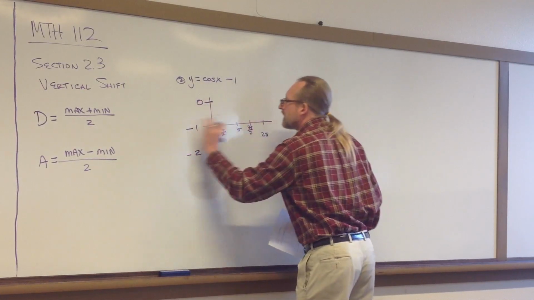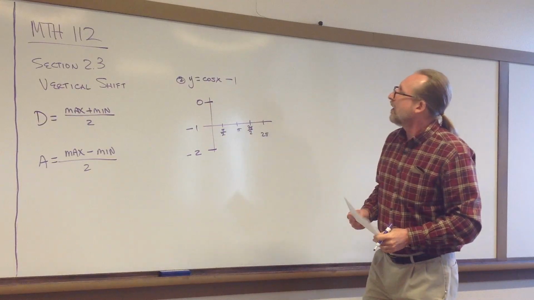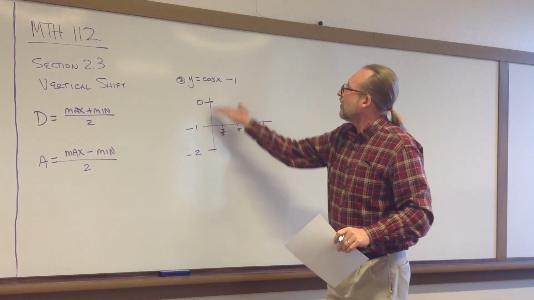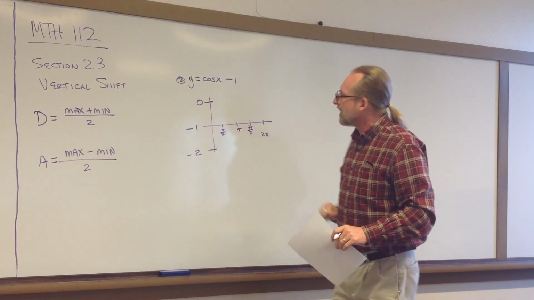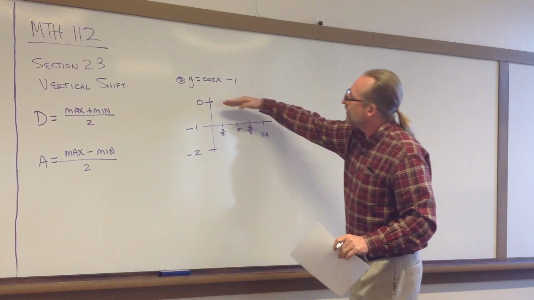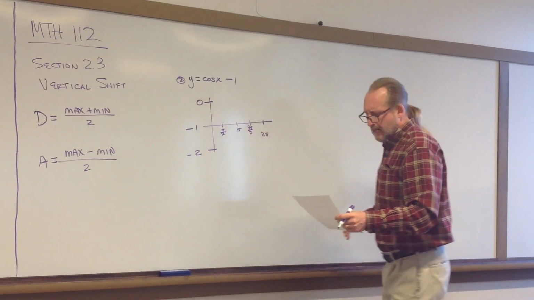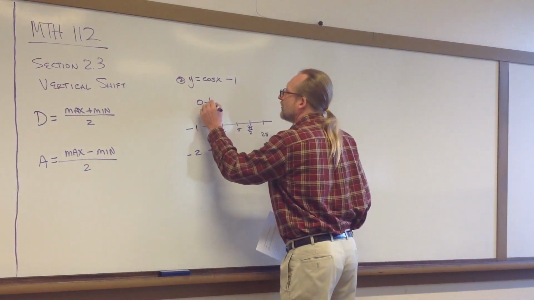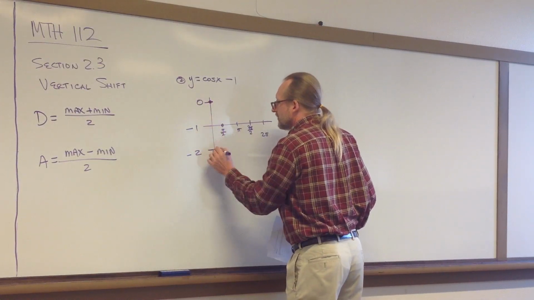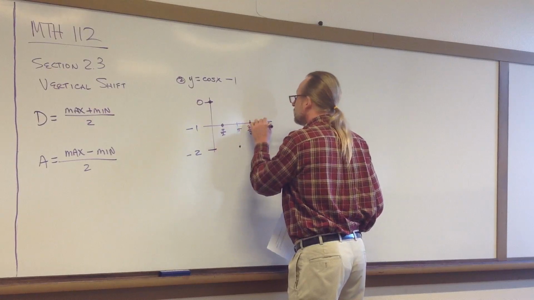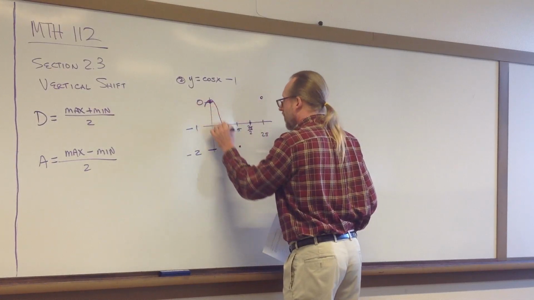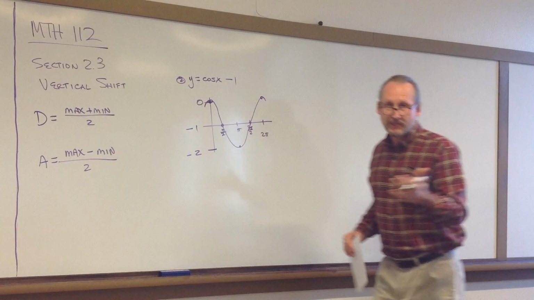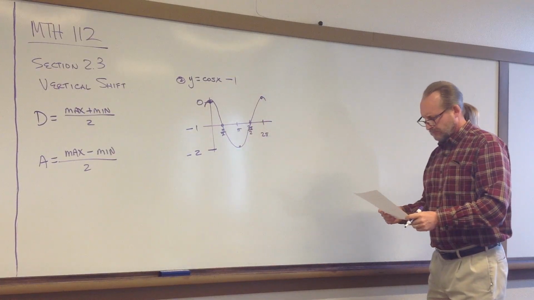Okay? So the midline will be at -1, and then the amplitude will make it go up 1 to the maximum, down 1 to the minimum, and those y values will be 0 and -2. All right, so this is a cosine function, so it starts at the maximum, 0, minimum, 0, maximum, and there's a sketch for number 2.